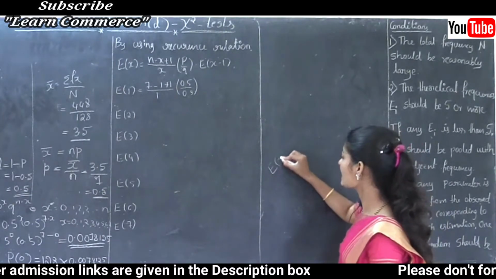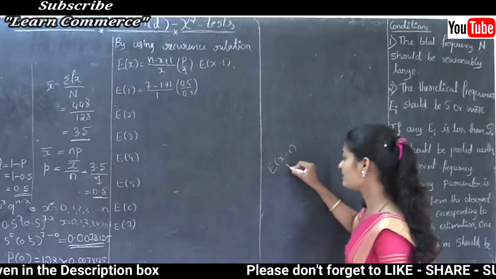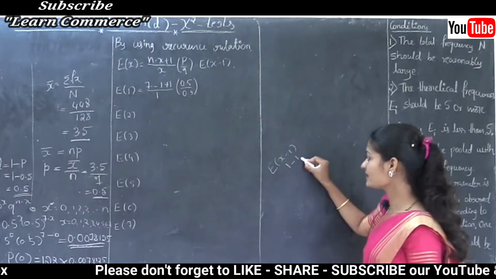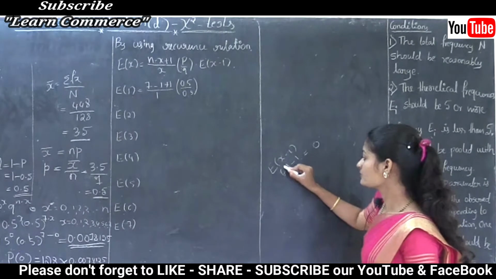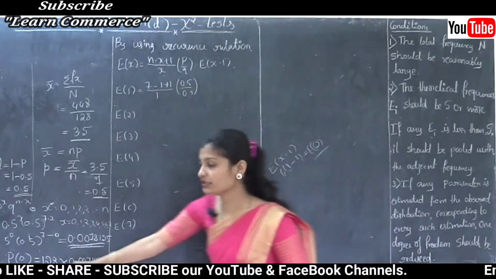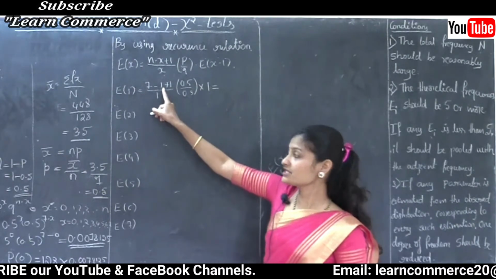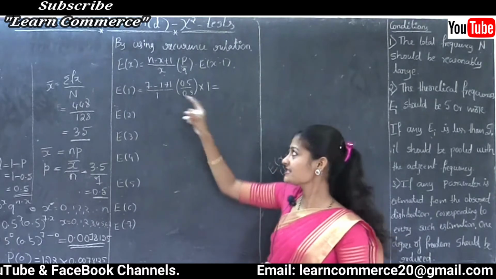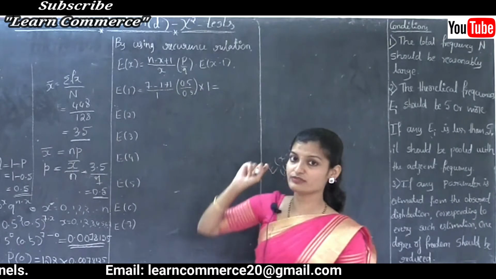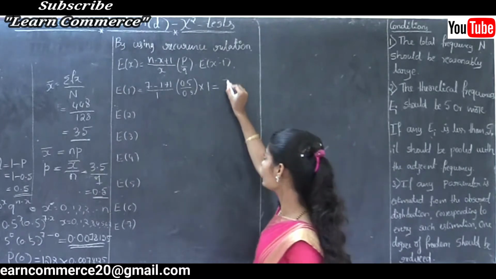See, E of x minus 1 means what? Here in the place of x, 1 is there, so I will substitute 1, so 1 minus 1, that is 0. So that is E of 0. The E of 0 value we already got, that is 1. So in this place I will substitute 1. This is equal to, see, 7 minus 1 is 6, 6 plus 1 is 7, 7 divided by 1 is 7 only, into 0.5 divided by 0.5 is 1. So 7 into 1, 7. So the E of 1 value is 7.